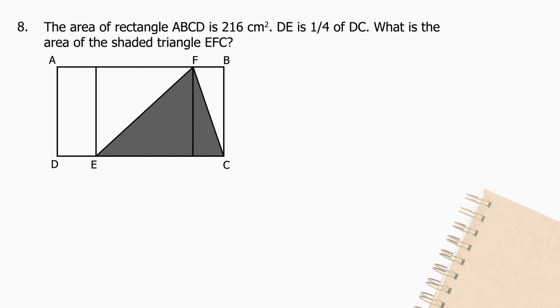Question 8. The area of rectangle ABCD is 216 square centimeters. DE is 1/4 of DC. What is the area of the shaded triangle EFC?